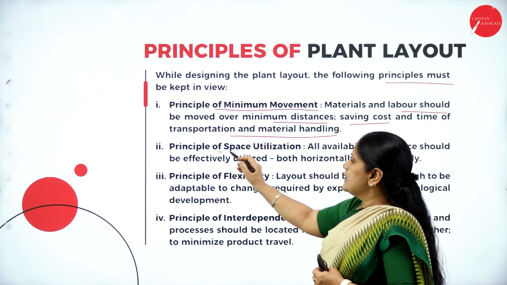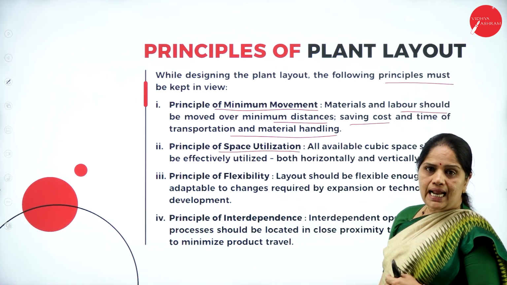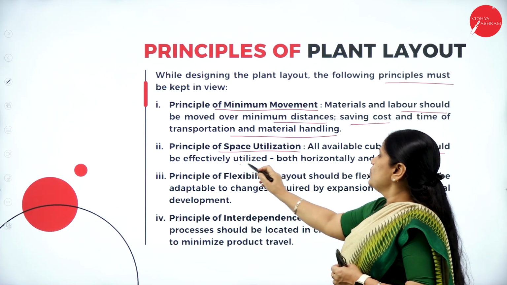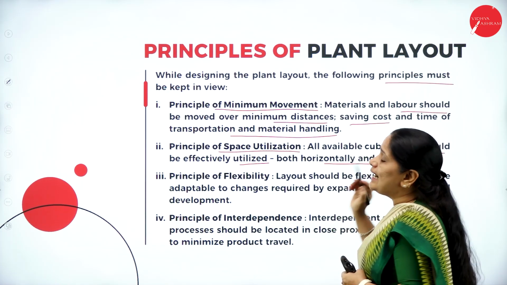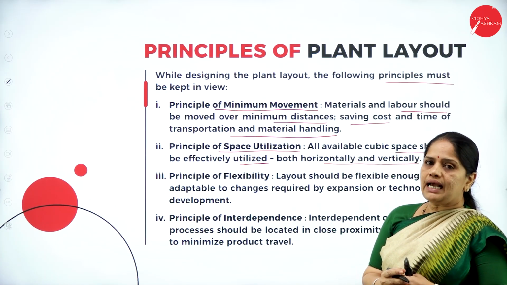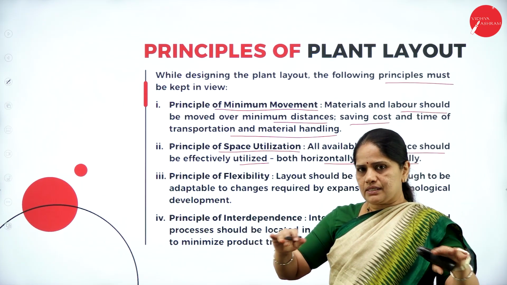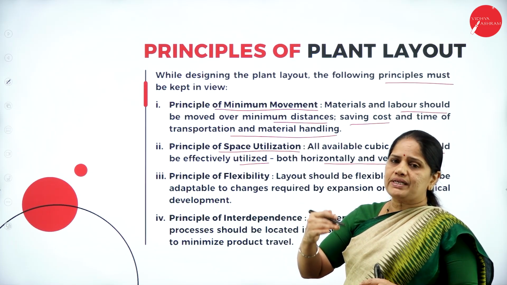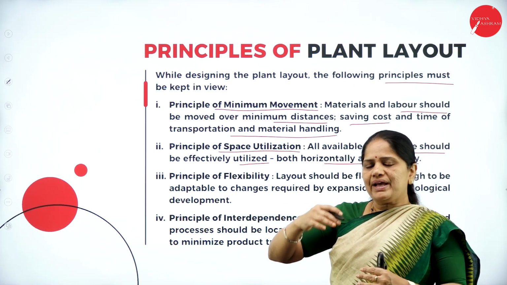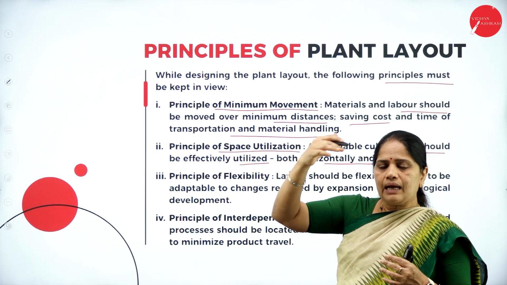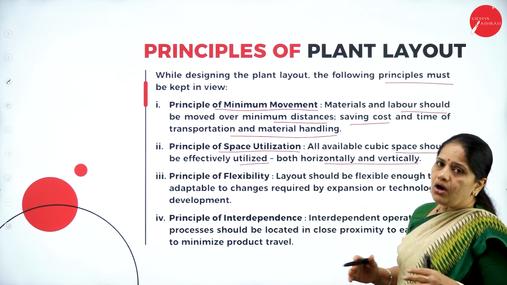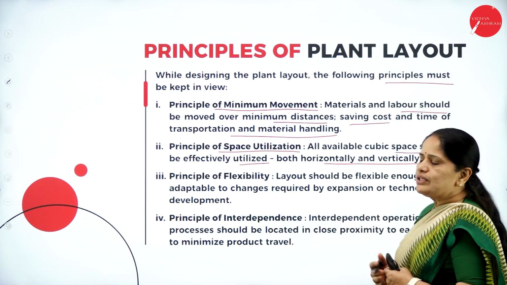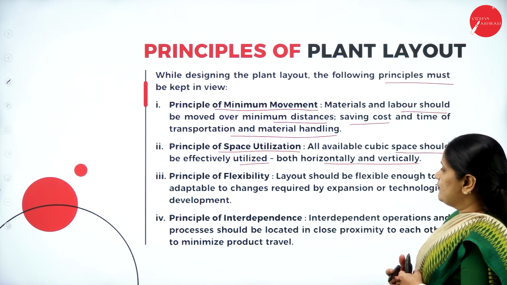Then the second one is the principle of space utilization. All available cubic space should be effectively utilized, both horizontally and vertically. So make maximum use of the horizontal space available as well as the vertical space. Vertical space depends on the height of the machine, and above that you have to create a floor. So while deciding about the plant layout, we have to make optimum utilization of the space.